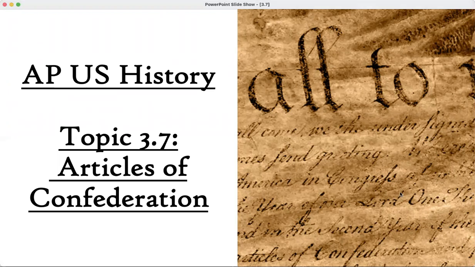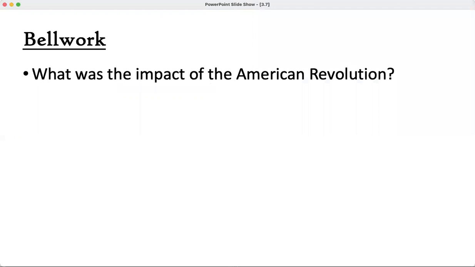Okay, so what was the impact of the American Revolution? Last time, we talked about the American Revolution's ideals and the way that impacted American society and other international revolutions like the French Revolution or the Haitian Revolution or even the Latin American revolutions. One of the things that you've heard me talk about a number of times is how the American Revolution wasn't very revolutionary in terms of societal change.